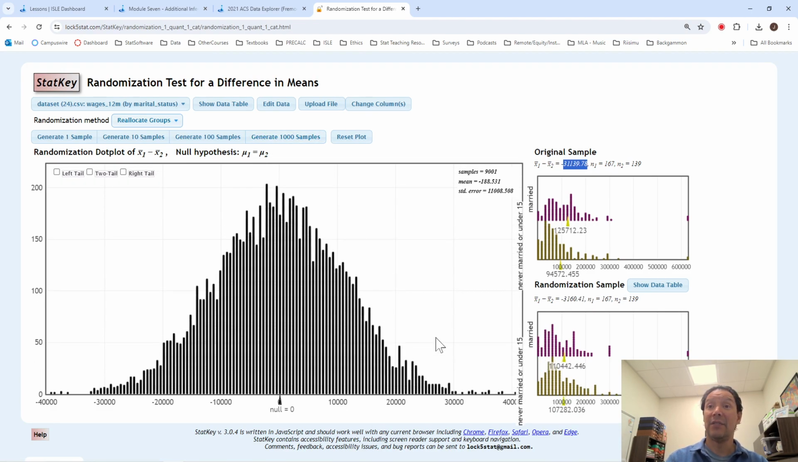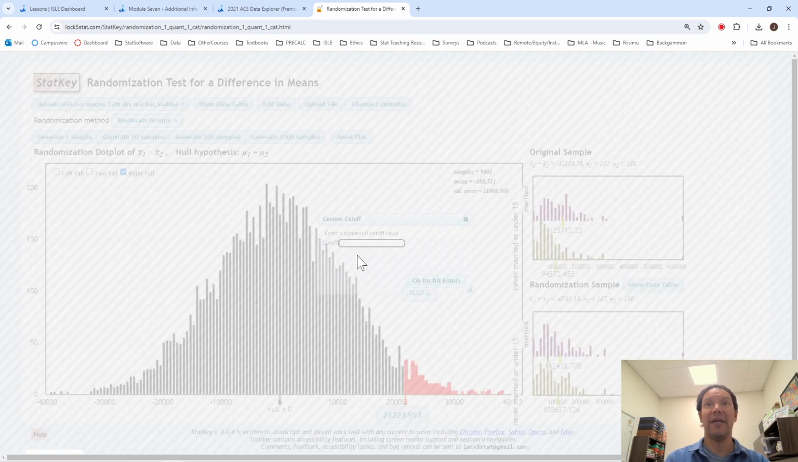So we generate many samples, and we ask the question, how likely is it for us to get this big of a difference just by chance? That's what this randomization model assumes, because it assumes there's no difference between the means of these two numbers. So I do right tab, and I enter in my value here.